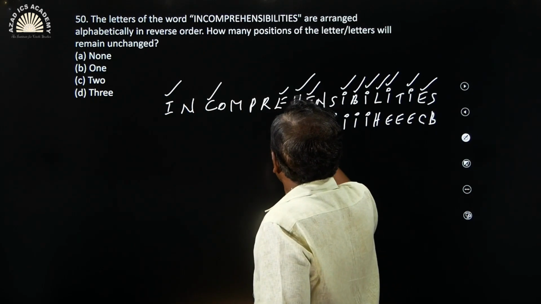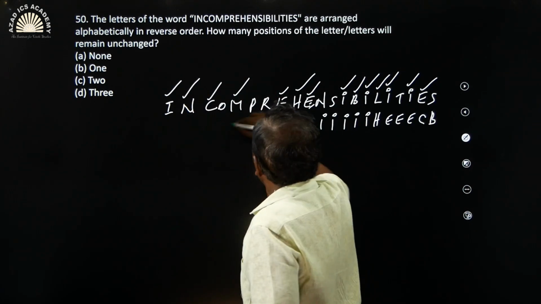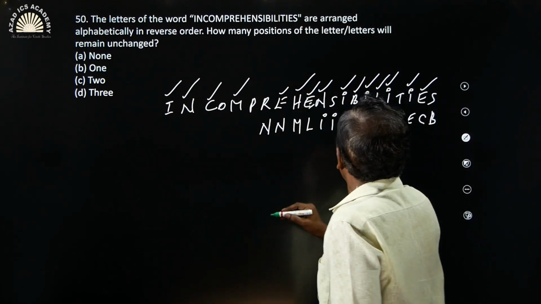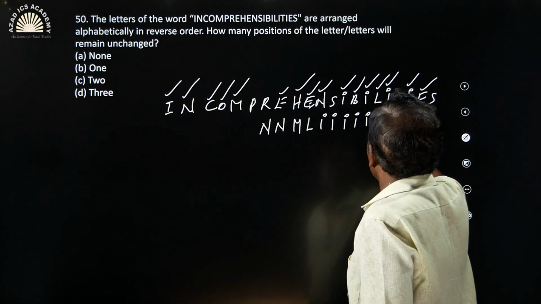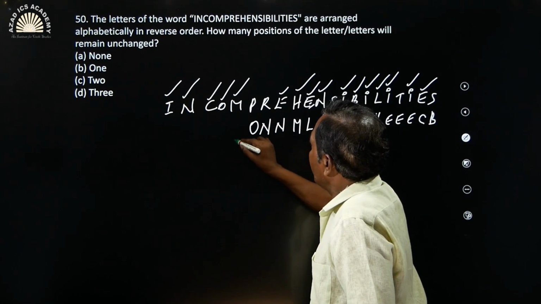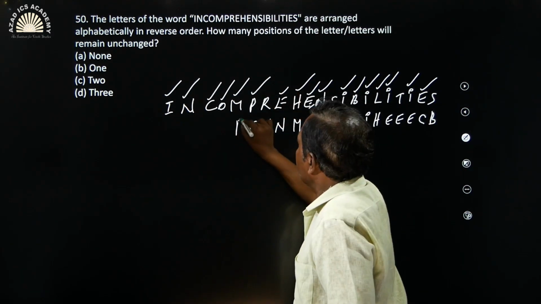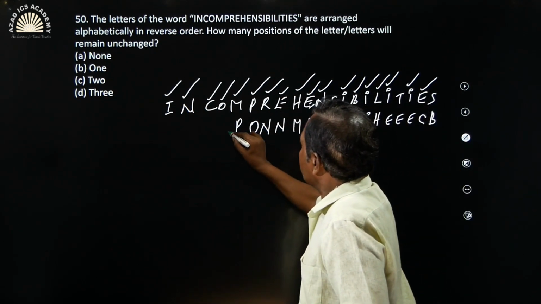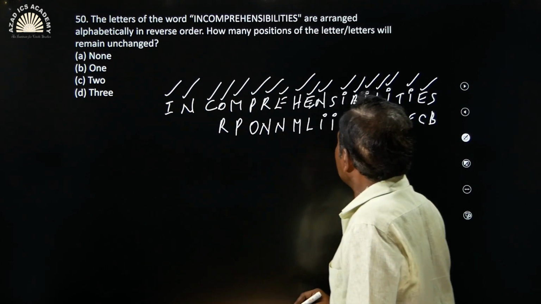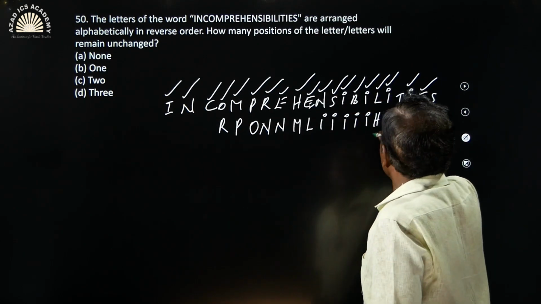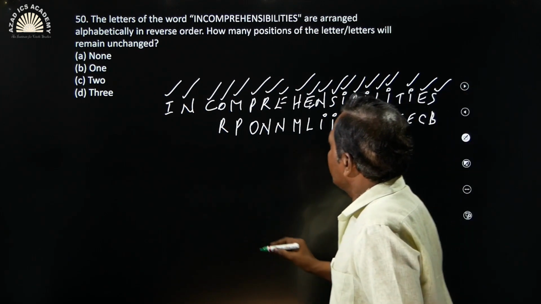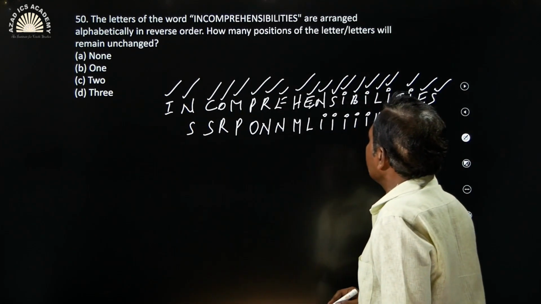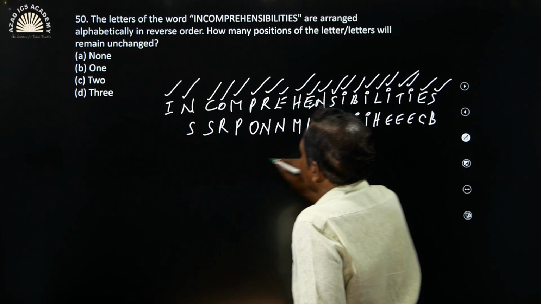N. O, we can take only one O. P. R, there is one R. S, here is one S, and here is also one S. You can take two S's. Is anything left out? We have to see. T, so now T you can take.